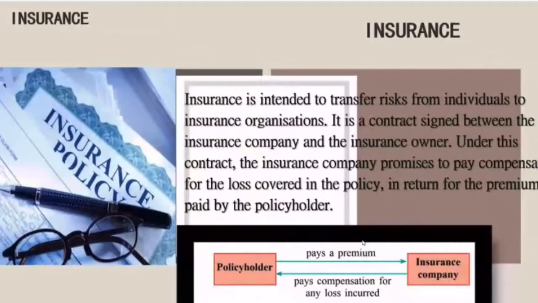Insurance. Insurance is intended to transfer risks from individuals to insurance organizations. It is a contract signed between the insurance company and the insurance owner. Under this contract, the insurance company promises to pay compensation for the loss covered in the policy in return for the premiums paid by the policyholder.